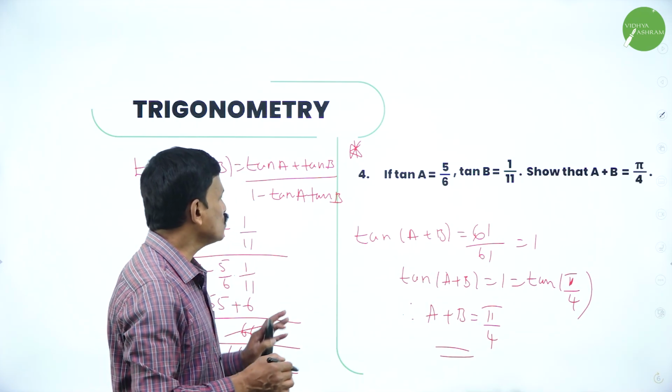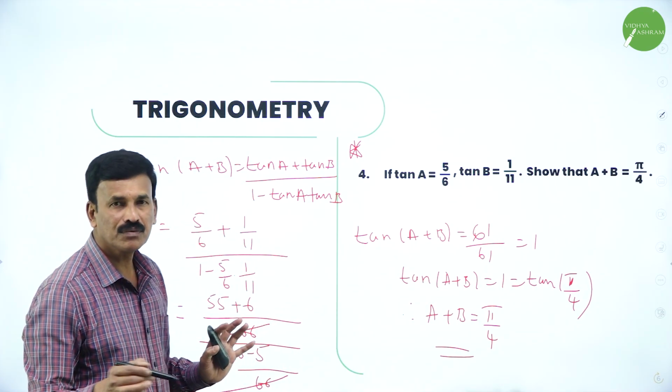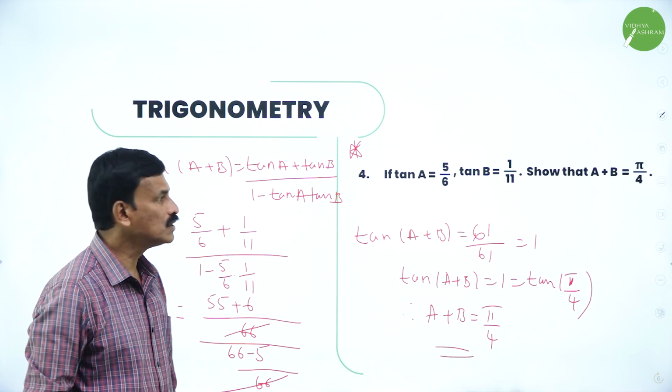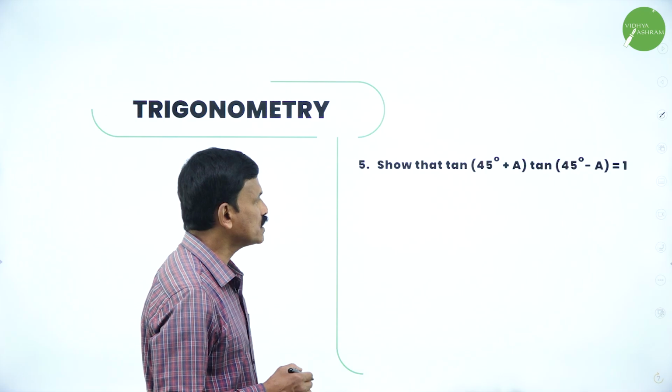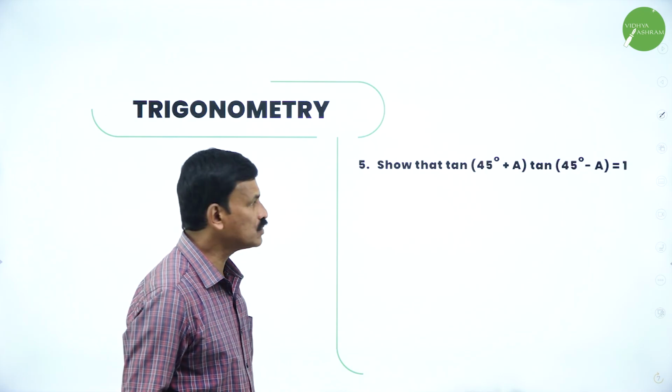Right. So, just use the tan a plus b formula and simplify, and you'll get the answer. Hope you followed. Now, move on to the next problem. Fifth problem: tan 45 plus a into tan 45 minus a is equal to 1.